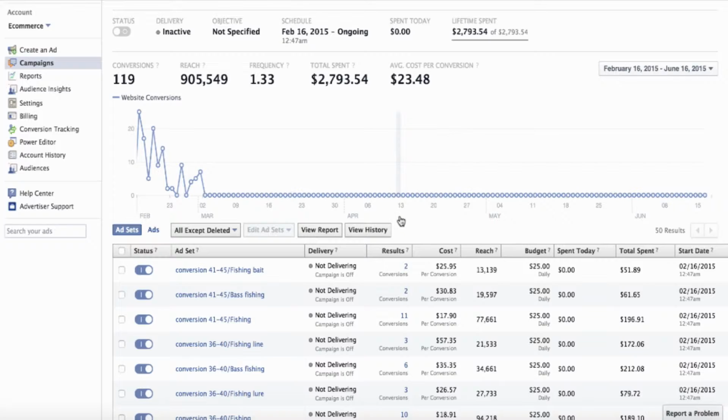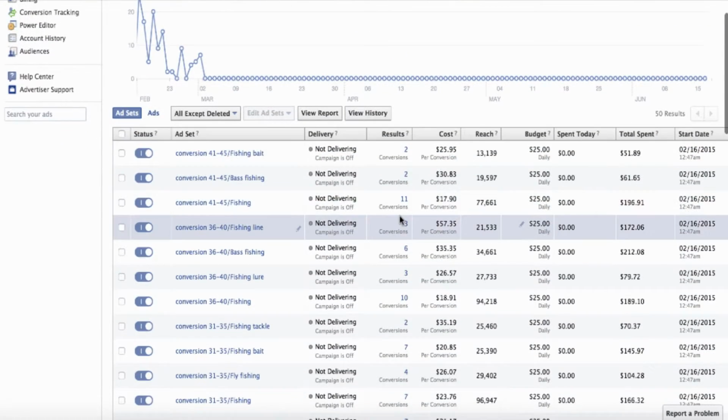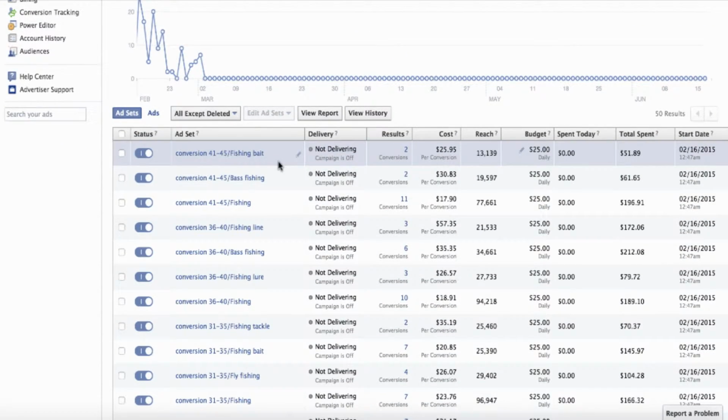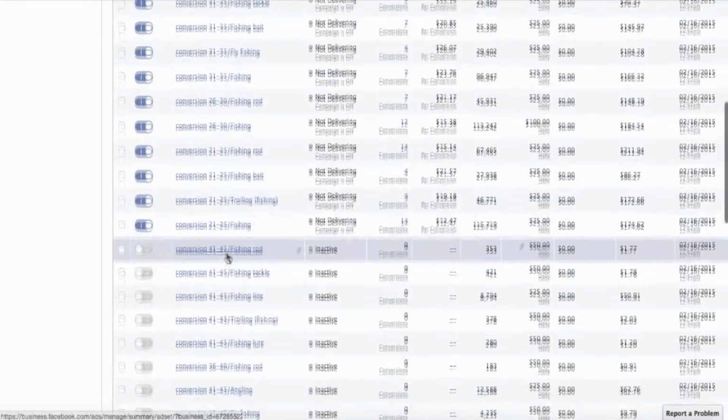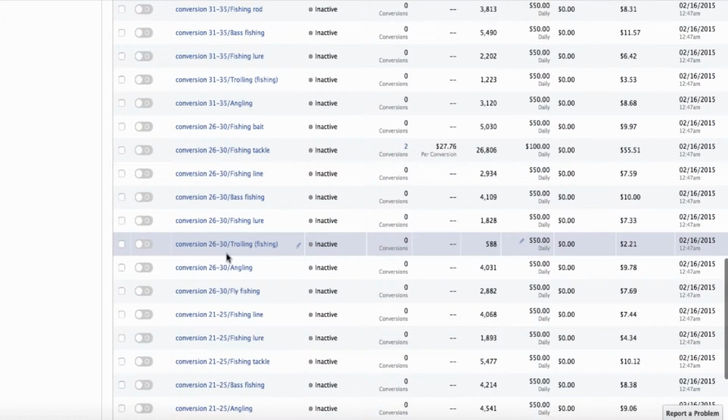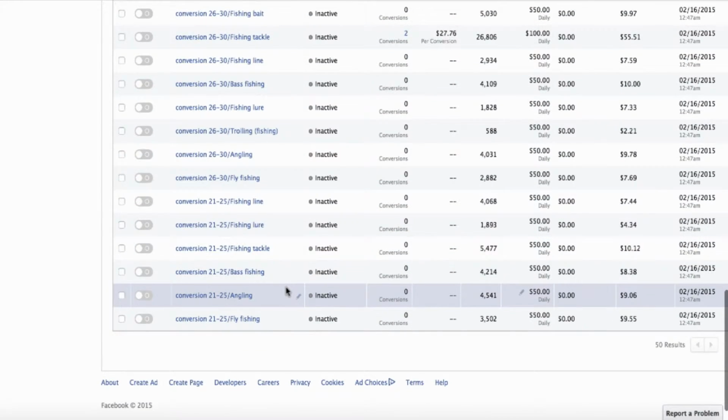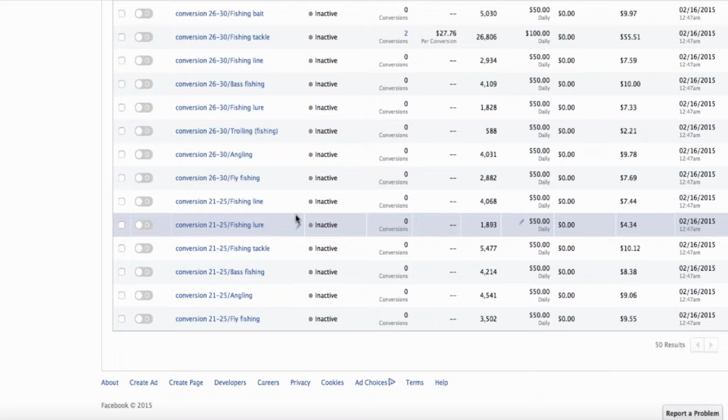I wasted a whole lot of money split testing the ages in addition to the interest here. And so you see my split test, we have about 50 ad sets, and that's not even counting the ones I ended up deleting. We have 50 ad sets that I had to split test because I did not determine which ages were converting better for me from the get-go.